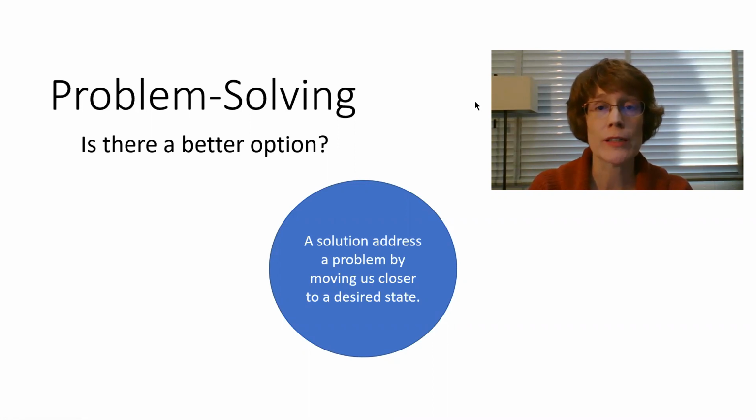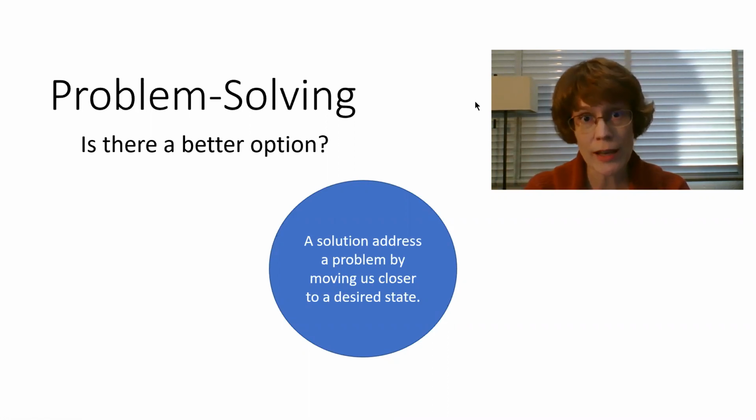Last time we took a look at decision making. Decision making and problem solving are very similar. Decision making has us select from a predetermined number of options. Problem solving does not present us with those options, but instead requires us to generate them, to consider and identify a variety of solutions and then select between them. A solution addresses a problem by moving us closer to a desired state. And the question that I would like us to consider today when we think about problem solving is, is there a better option?